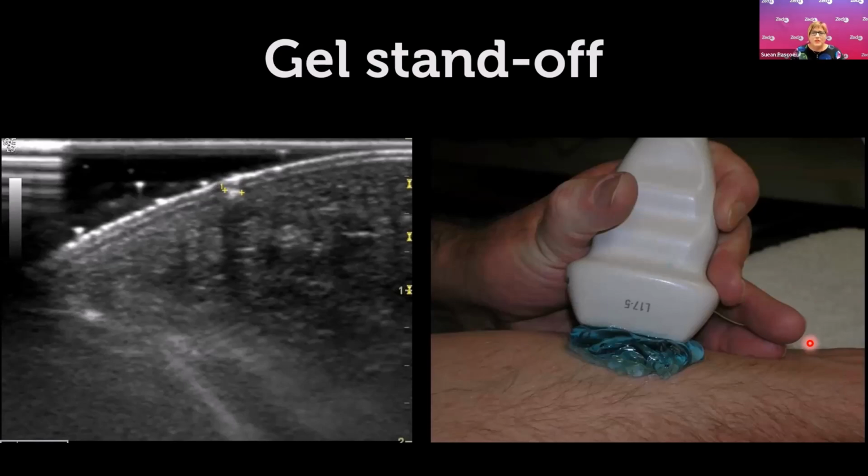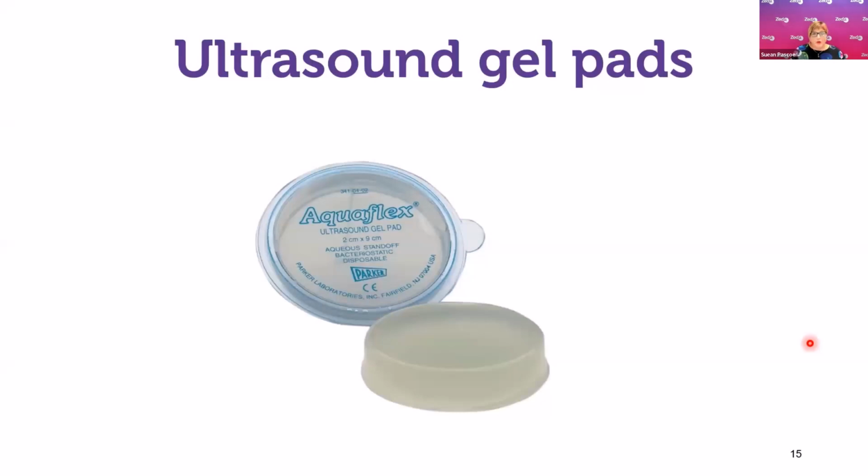Now, one of the problems with gel, though, is that if you have an open wound, there is the potential that you can introduce infection into the tissue. So if they have an open wound, it's a good idea to use sterile gel. The other thing is if your patient's really quite tender, sometimes the pressure can be a little bit sore for them when you put the probe on.